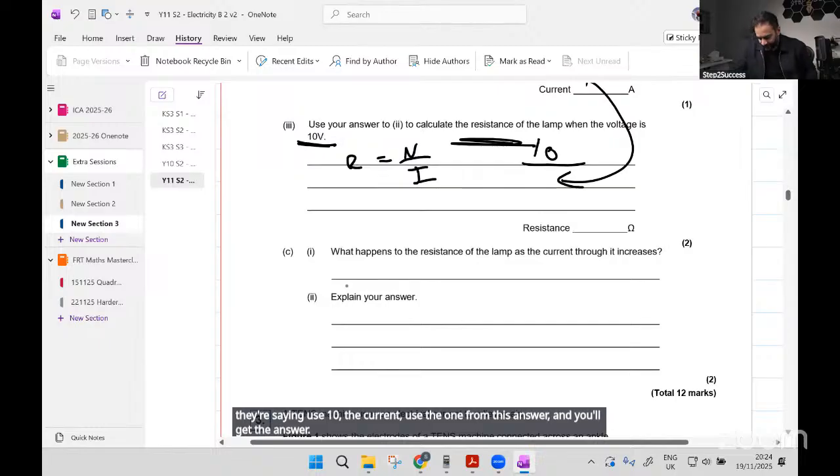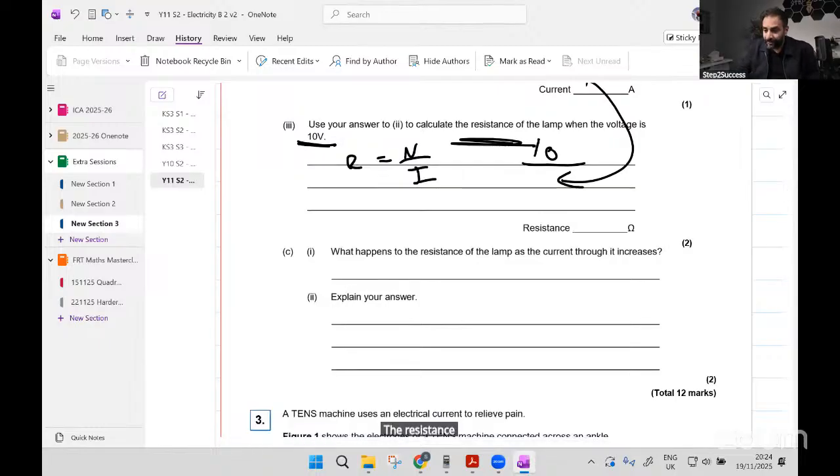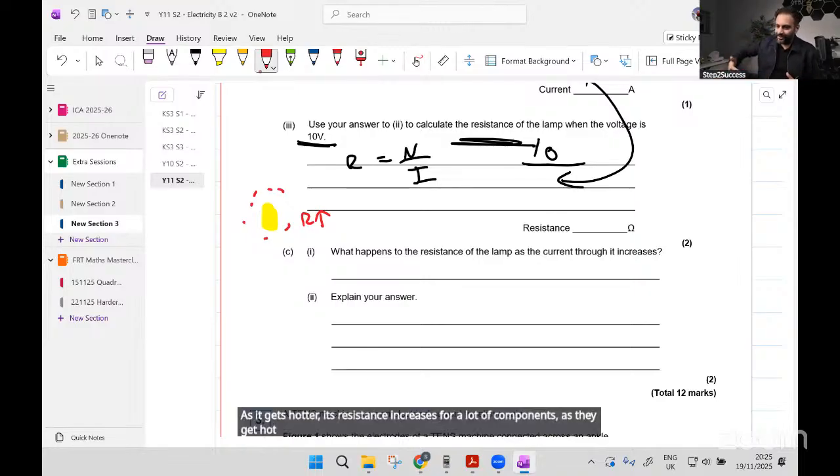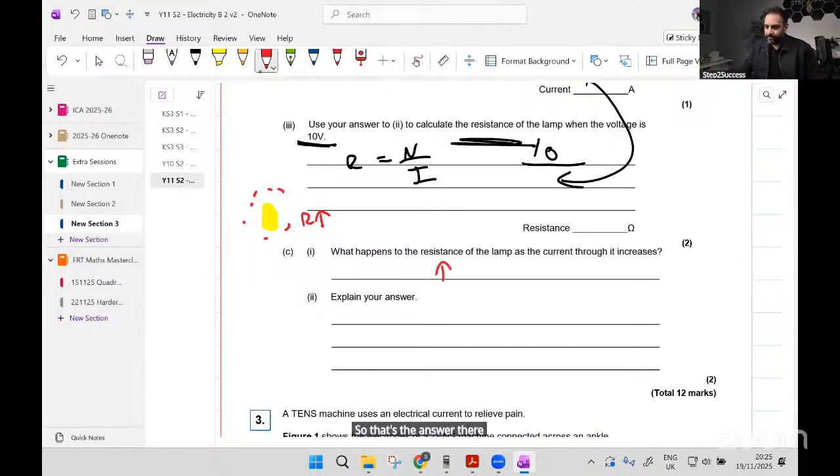What happens to the resistance as the current increases? The resistance also increases. This is a very specific thing for a lamp, because a lamp gets hot. As you increase the current through a lamp bulb, it gets brighter, but it also gets hotter. As it gets hotter, its resistance increases. For a lot of components, as they get hotter, their resistance increases. So that's the answer there, and it's because it gets hotter. That's the explanation for it.